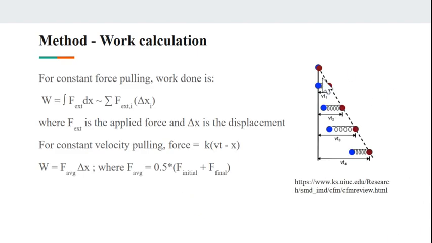This cartoon here shows that you can imagine that there's a dummy atom that's pulling the target atom with a spring constant k and the desired velocity v.